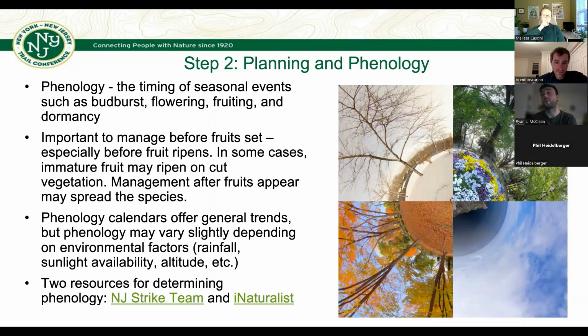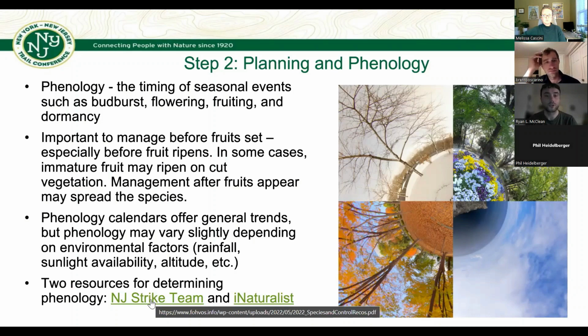Phenology calendars are amazing and can offer general trends, but phenology can vary from location to location and from year to year, depending on environmental factors like rainfall, sunlight availability, and altitude. There are 2 fantastic resources that I have for looking at phenology. The first is from the New Jersey Strike Team, which I'll open up.